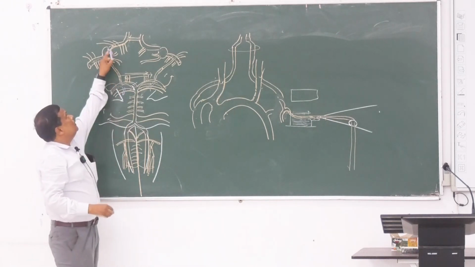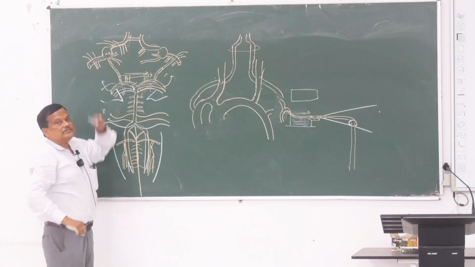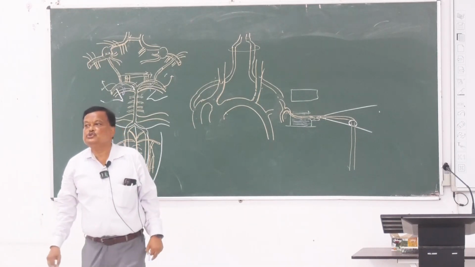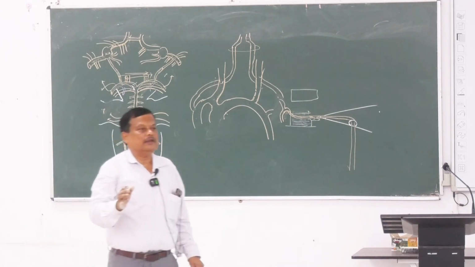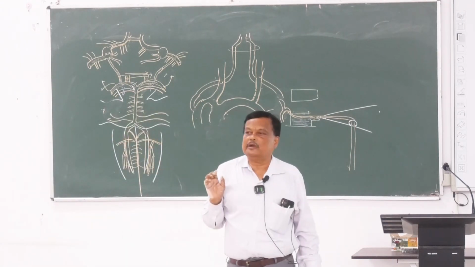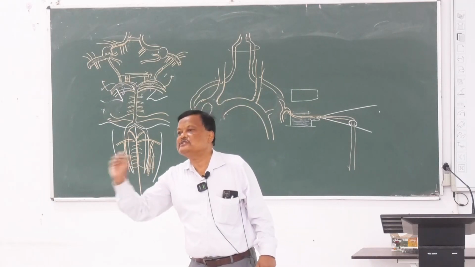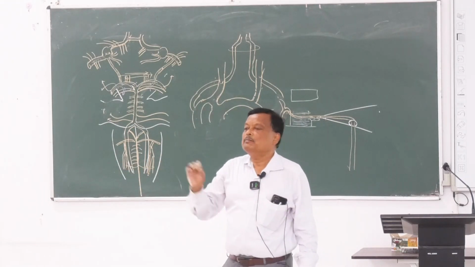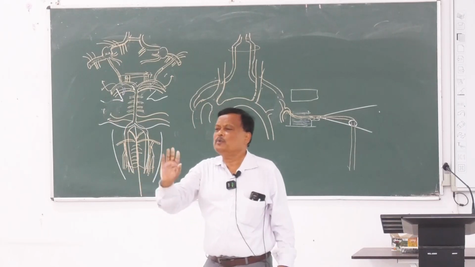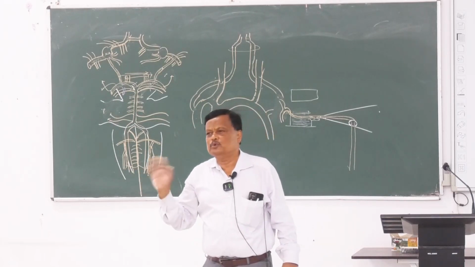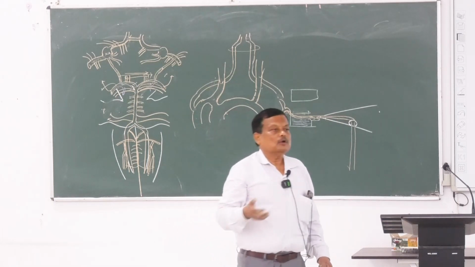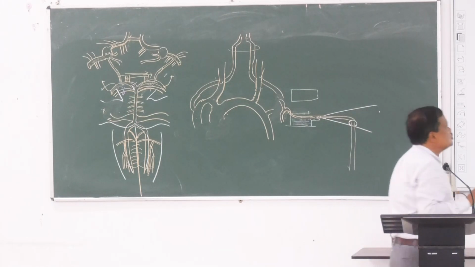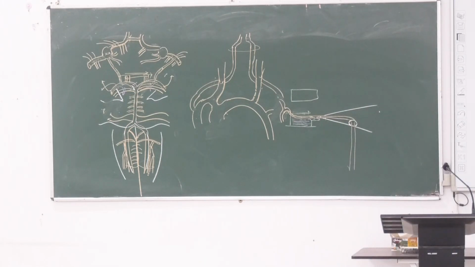First, long branches are given, which we call cortical branches. They have no names of their own, so we name them as cortical branches of the anterior cerebral artery, of the middle cerebral artery, of the posterior cerebral artery. The posterior communicating artery gives too, but we are talking about the main arteries. Cortical branches will supply the superficial part of the brain.